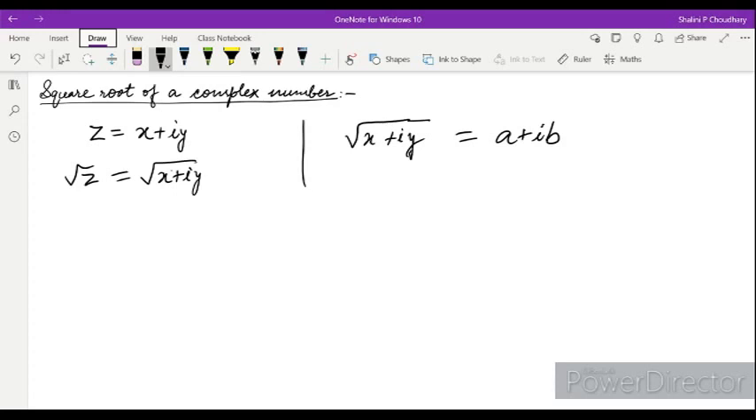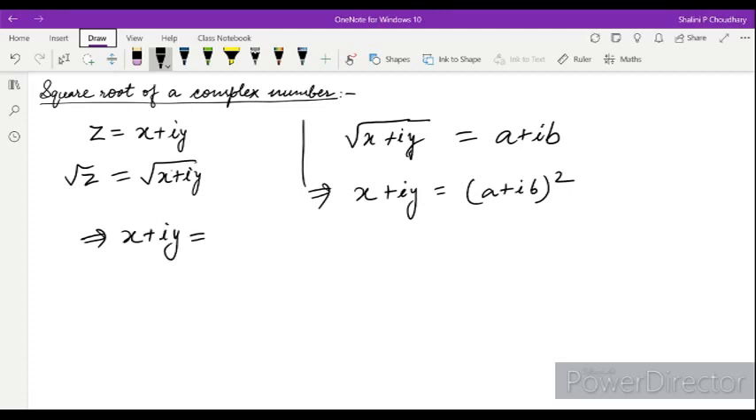So squaring both sides, what we'll get? We'll get x plus iy equal to a plus ib whole square, right? Then x plus iy will be equal to, a plus ib whole square. What is the formula for a plus b whole square? a square plus 2ab plus b square, or a square plus b square plus 2ab, right? So a square plus ib whole square plus 2 into a into ib. Okay, so this will be the value.